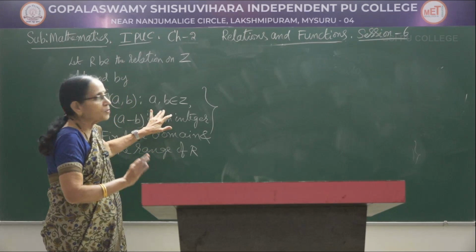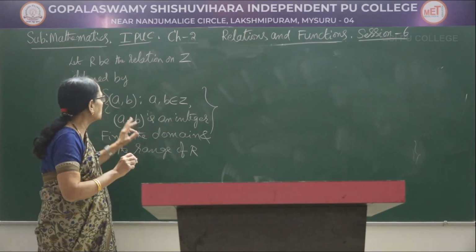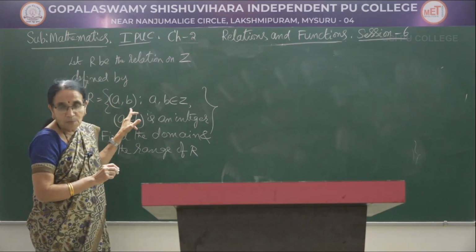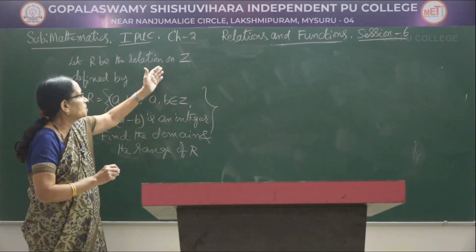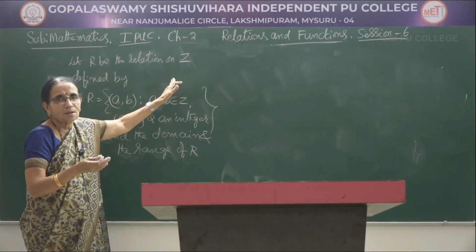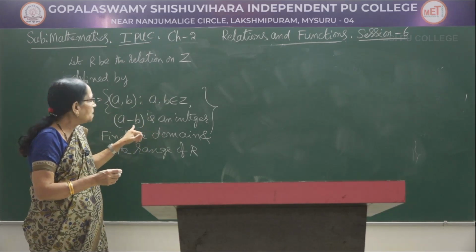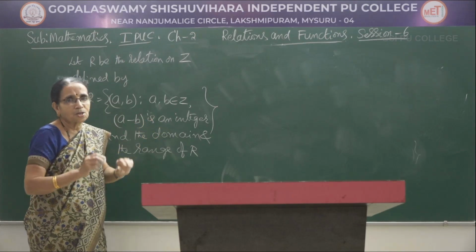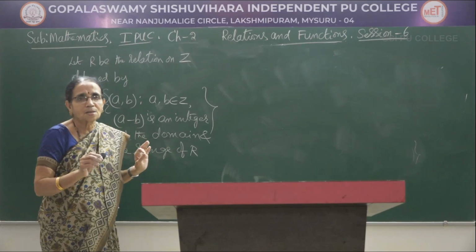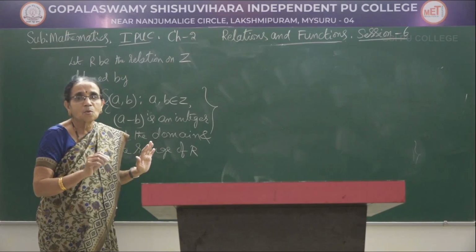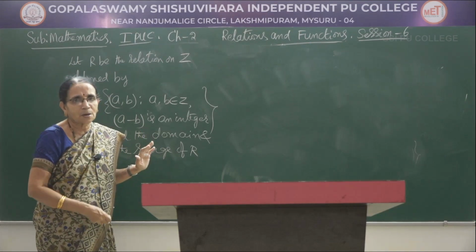And no specific value has been given for A here. What is the condition given? R contains all the ordered pairs (A, B) such that A, B belong to Z, naturally, because we are defining the relation on the set of the integers only. And this is the relation: A minus B is an integer. I am just saying it is an integer. I am not saying whether it is negative or positive. It should be an integer. It should be a whole number.